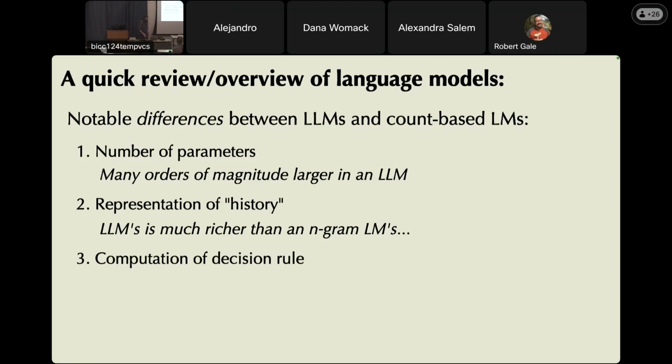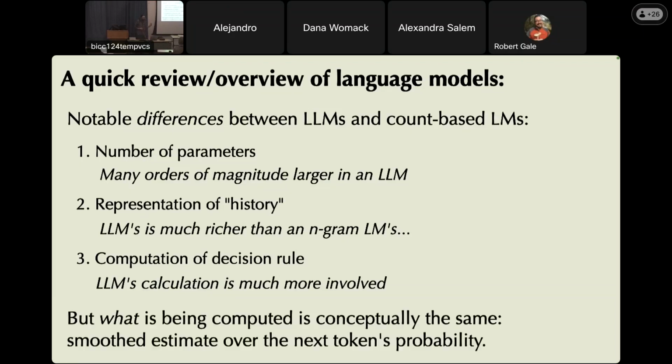The way the decision rule is computed is also a lot more involved. With a count-based LM, we're just computing that conditional probability the normal way. A large language model has a big nonlinear function happening to decide what the best next word is. Again, we don't know exactly what that means or is doing, but we know it's a lot more involved. And so that's probably good. But what's being computed is very, very, very similar, right? At the end of the day, all it's predicting is probabilities.